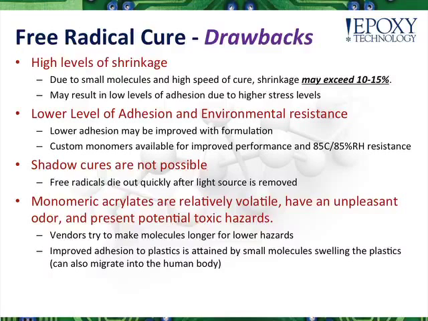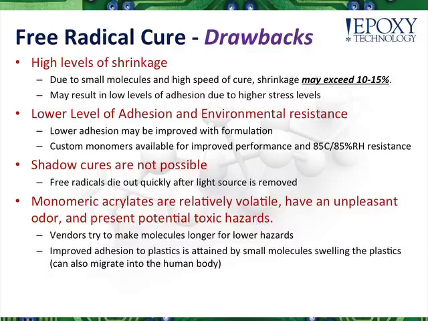UV free radical acrylates also are not very environmentally resistant. They tend to perform pretty poorly in things like damp heat testing, like 85 Celsius, 85% RH resistance testing. Additionally, they tend to have lower adhesion overall than your UV cationic systems. Moreover, free radical systems are not shadow curable at all. The light has to hit the full bond line in order to cure it.